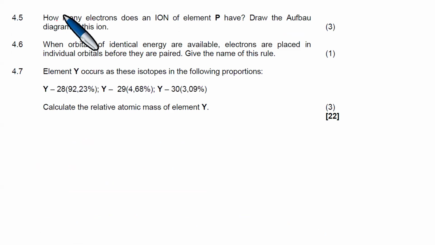In 4.5, we're asking the question, how many electrons does an ion of element P have? We saw that element P is sodium. But how many electrons does it have? We'll continue to draw what we call the Aufbau diagram of this ion. So we are dealing with an ion of an element. How would an ion look? Because if sodium loses an electron, then it becomes Na plus.